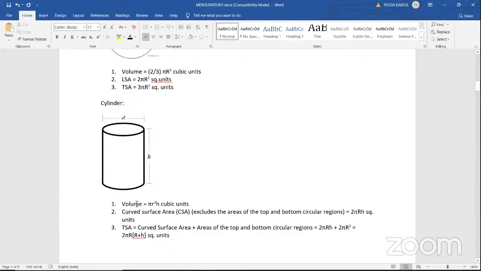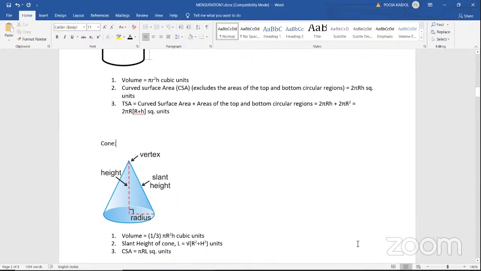Okay. Cylinder, volume is pi r square h. H is the height. Okay. R is the radius of the top and bottom circle. Curved surface area. Okay. This surface area is 2 pi r h. It is the circumference of the circle into height, 2 pi r into h. The volume is area of the circle into height, pi r square into h. Total surface area is 2 pi r h plus top and bottom circles, which is 2 pi r square.